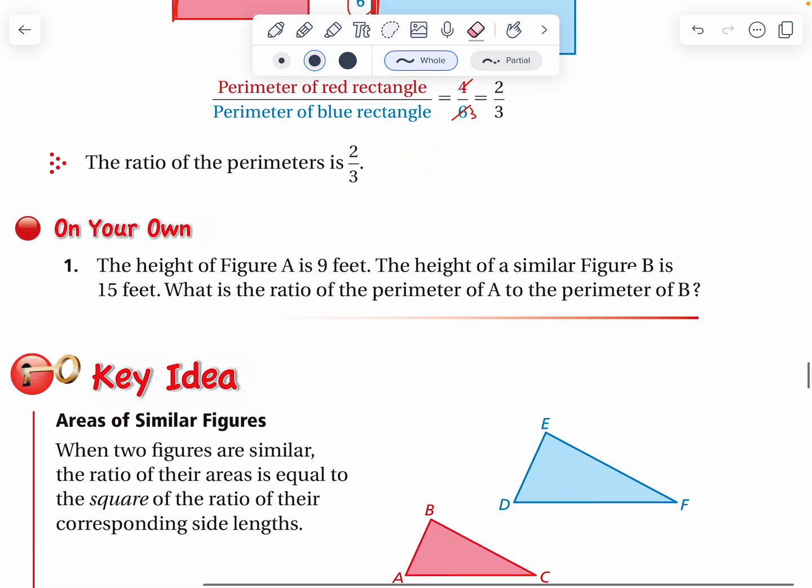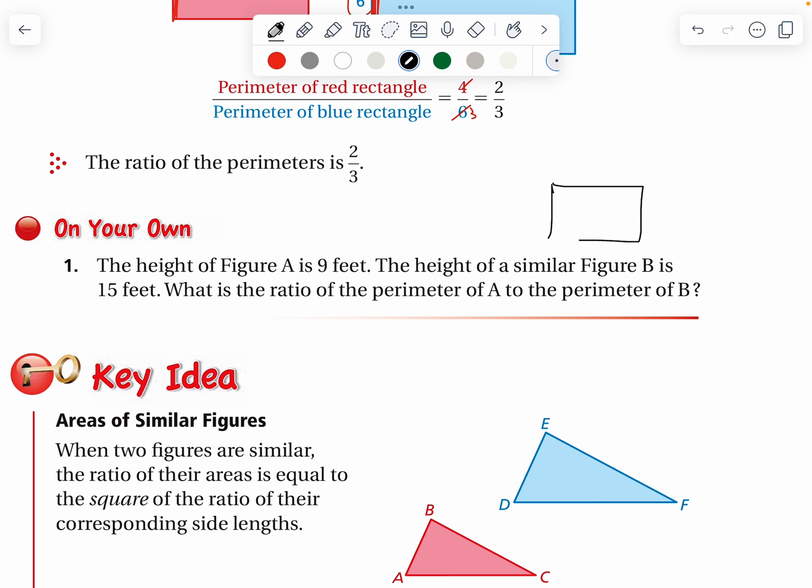Let's do this little example. The height of figure A is 9 feet. The height of a similar figure, B, is 15 feet. Just quickly draw a small rectangle and a big rectangle, and we'll say they're similar. This is rectangular figure A, this will be figure B. This will be 9 feet, and this side will be 15 feet.